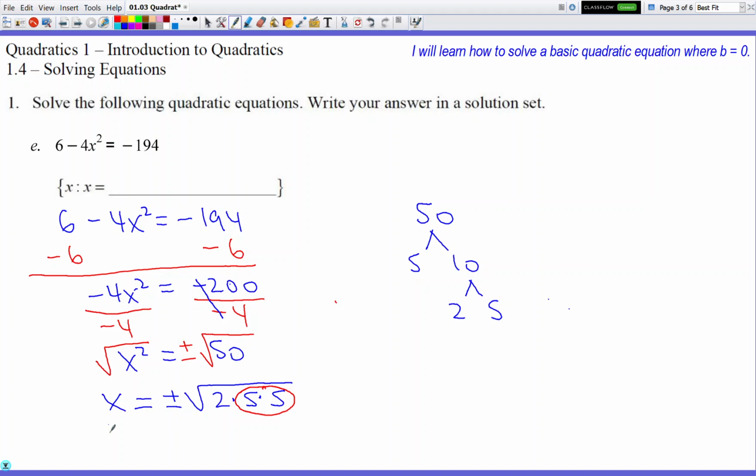So you're going to get x equals 5, and, oh, plus minus, almost forgot about that. Plus minus 5, because they got circled, they got to go outside. 2 didn't get to go outside, so you just leave it in the square root symbol. And there's your final answer. Okay, so actually, let's write it on this line also, plus or minus 5 root 2.